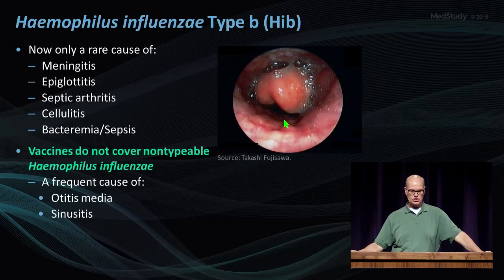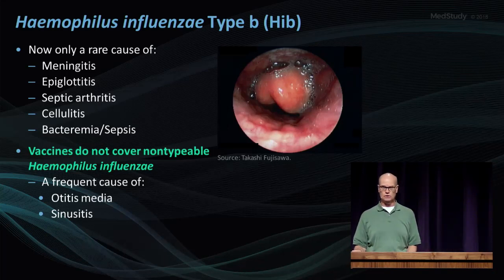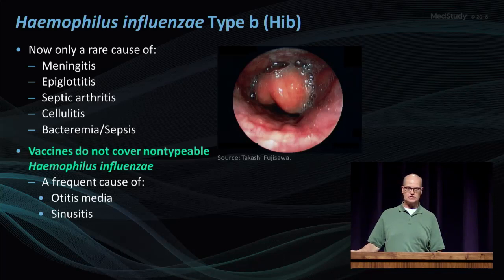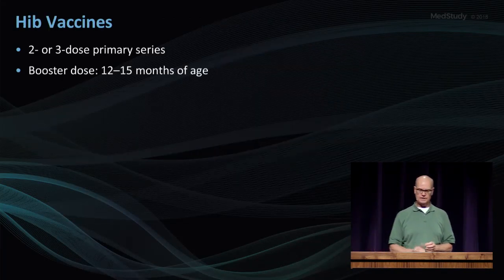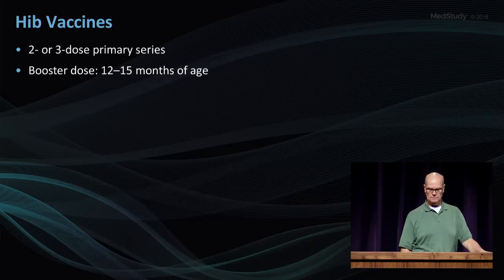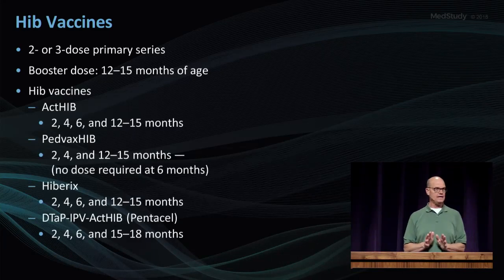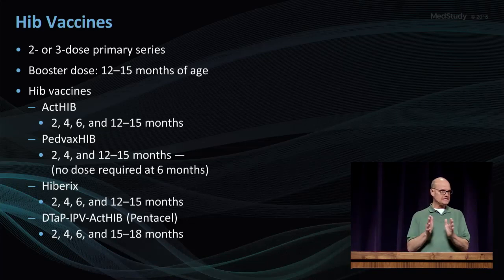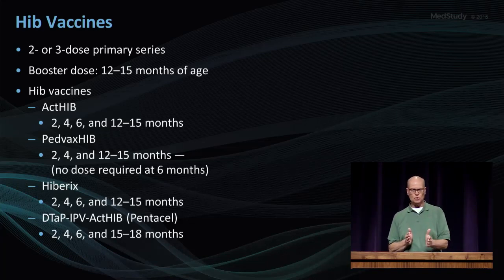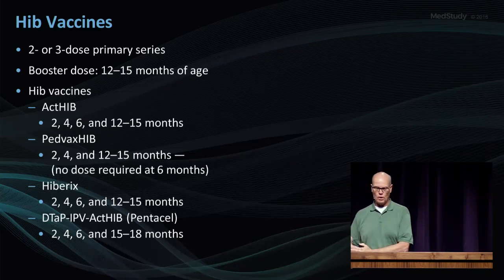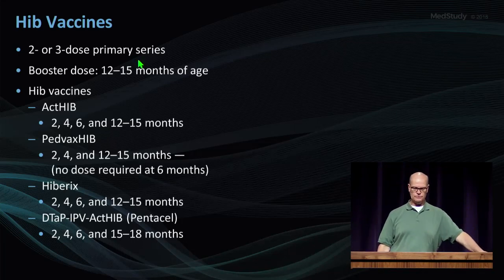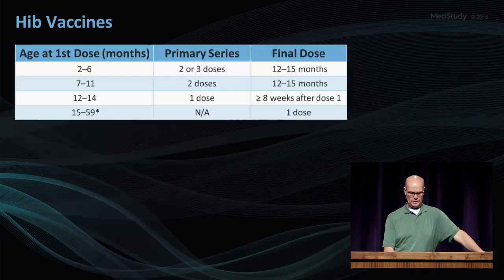Keep in mind that vaccines do not cover non-typable H-flu. That's why otitis and sinusitis has not been positively affected by this. It's either a 2 or 3 dose primary series with a booster at 12 to 15 months. One thing that you will not be asked about is the different types of vaccines available. This is only listed here for your information. Just know that it's a required vaccine in either a 2 or 3 dose primary series. Don't worry about the specific name brands.